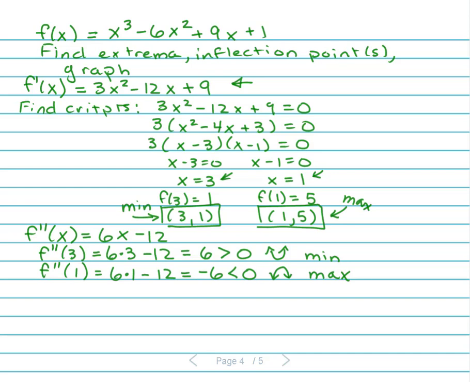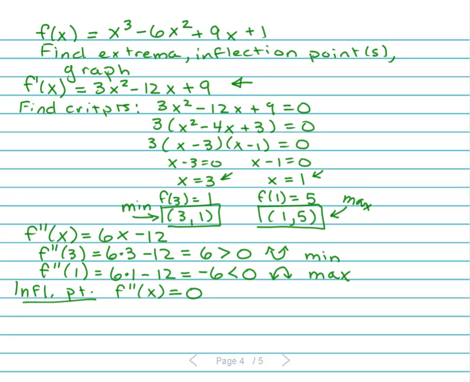So we've already found local high points and local low points of our function. We also want to find inflection points. To find an inflection point, we just find where the second derivative is undefined or equal to 0. But again, since we're dealing with a polynomial function, it's not going to be undefined anywhere. So we just need to find where it's equal to 0.